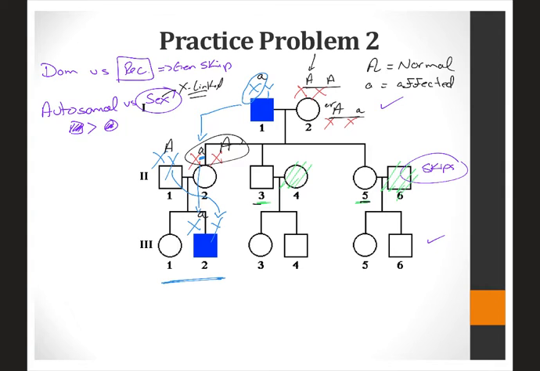I hope that helped. And for those of you wanting to know what this disorder is, this is red-green color blindness. So this, again, is something that is carried very much on the X chromosome. So this is if you are colorblind in the red-green.